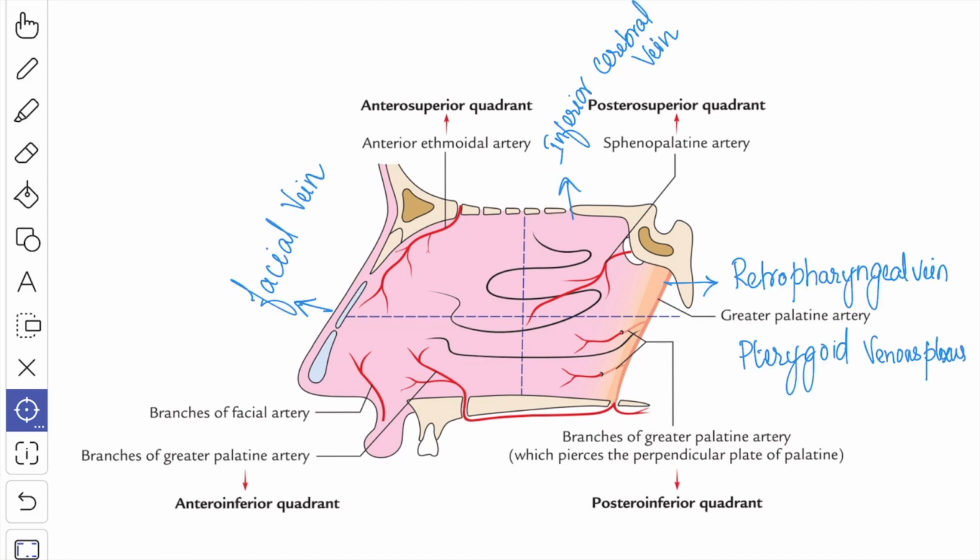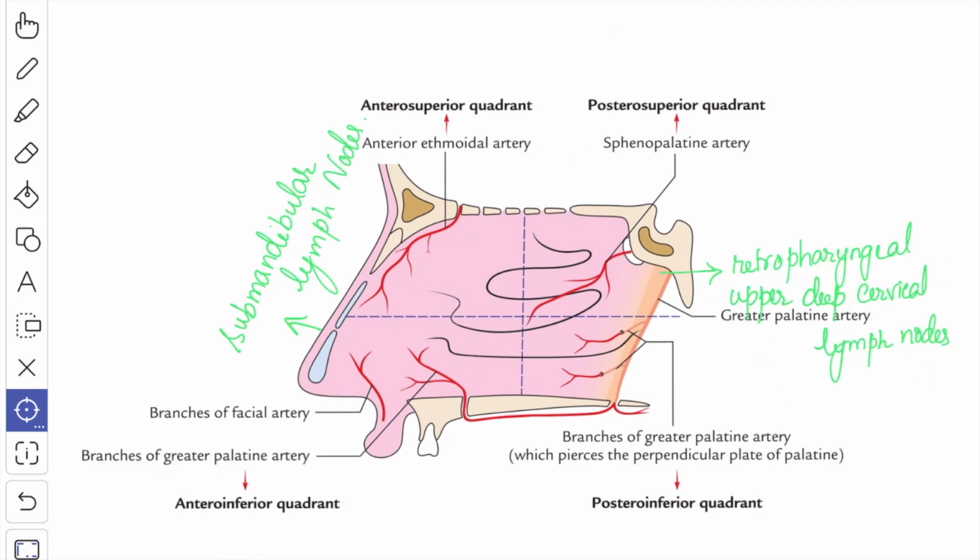Next we'll see the venous drainage. The veins form a plexus from which the blood drains into the facial vein in front, the retropharyngeal vein and the pterygoid venous plexus behind, and into the inferior cerebral veins above.